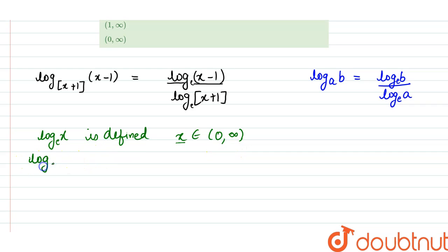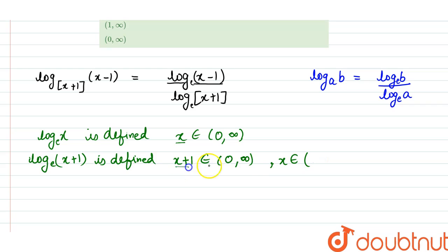So we can also say that log x plus 1 will also be defined when x plus 1 lies from 0 to infinity, because it is plus 1. Or we can say that if x plus 1 is lying from 0 to infinity, then x will lie from, subtracting 1 from both the sides, minus 1 to infinity. So till now we have got that the domain set should be from minus 1 to infinity.